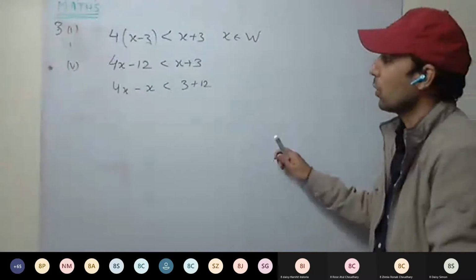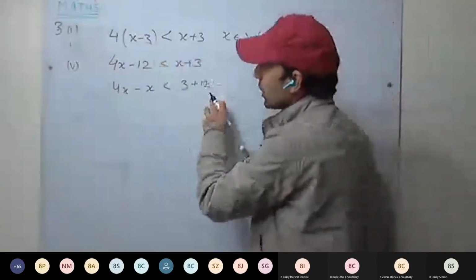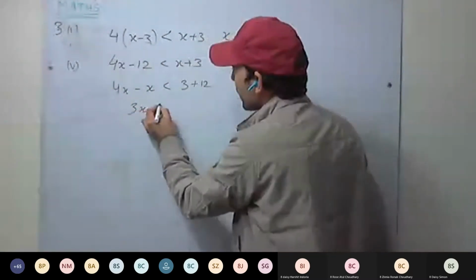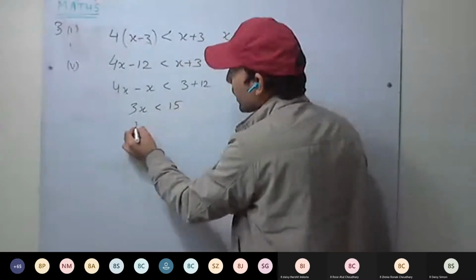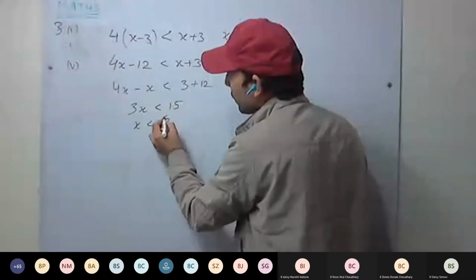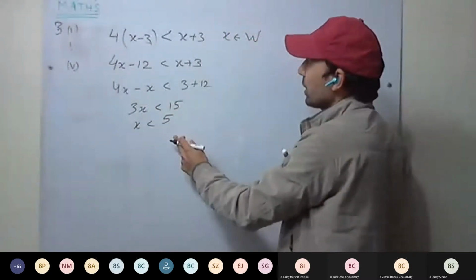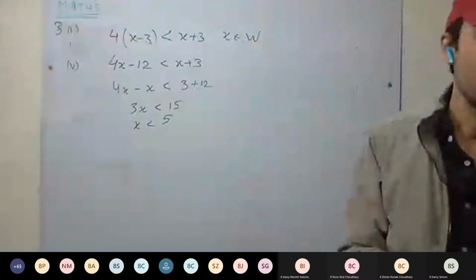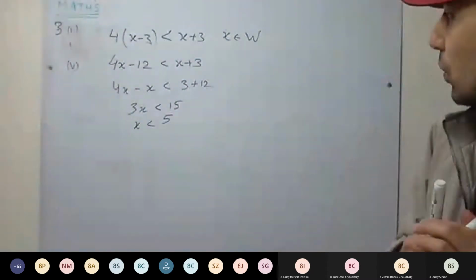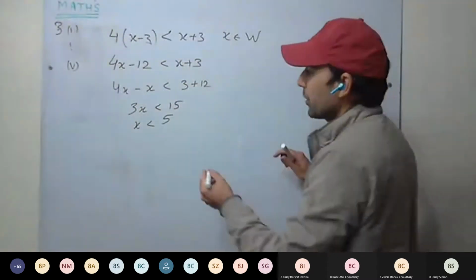Understood this one? All the x terms on one side, all the constants on other side. 3x less than 15. X less than 15 upon 3, so less than 5. 0, 1, 2, 3, 4. That will be our solution.